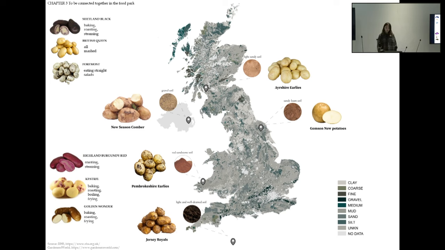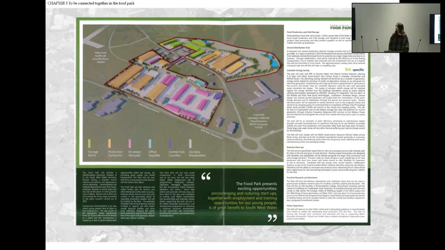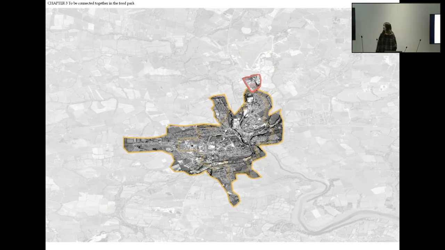And when I was doing this research, I found Pembrokeshire is full of potential. In addition to the special potato variety, the Pembrokeshire Early, there is also a food company called Puffin Produce, made up of local small potato farmers, and also a food park planned by the Welsh government. The government is planning to build a food park on a 23-hectare site as a showcase for small food producers. And this food park is located at the urban boundary next to the harbor in Haverfordwest.